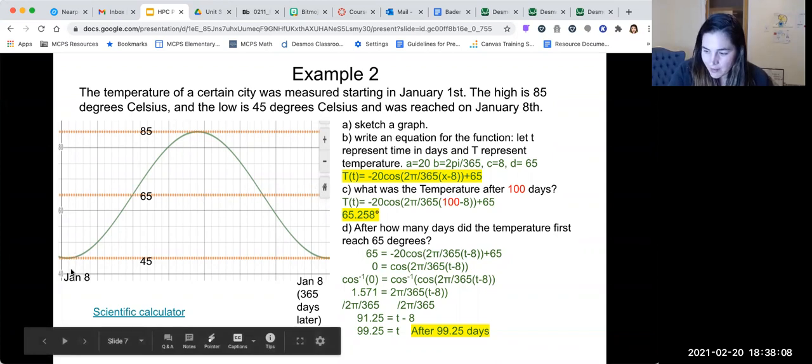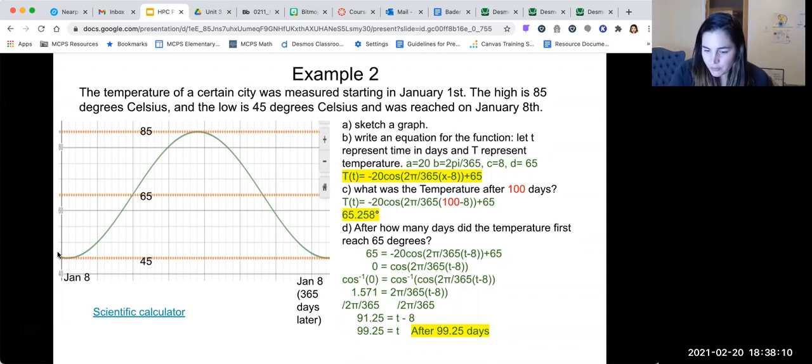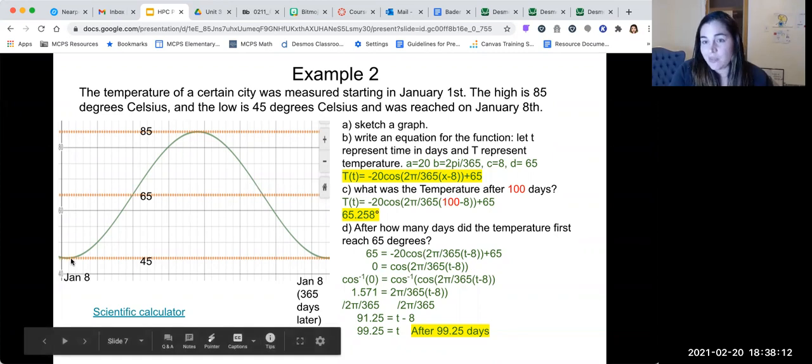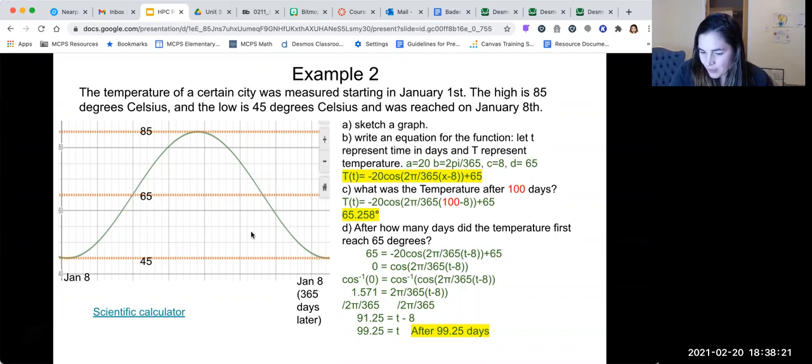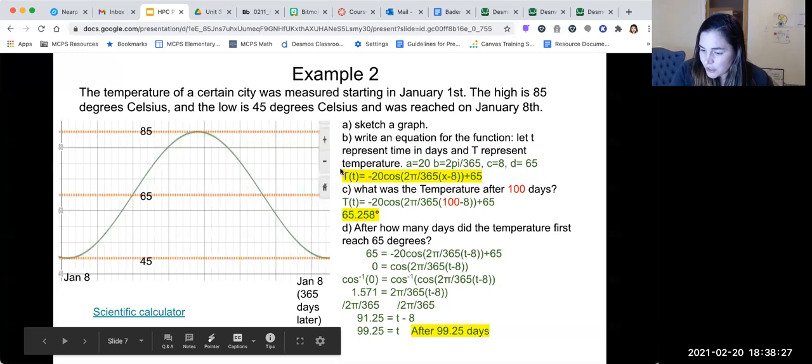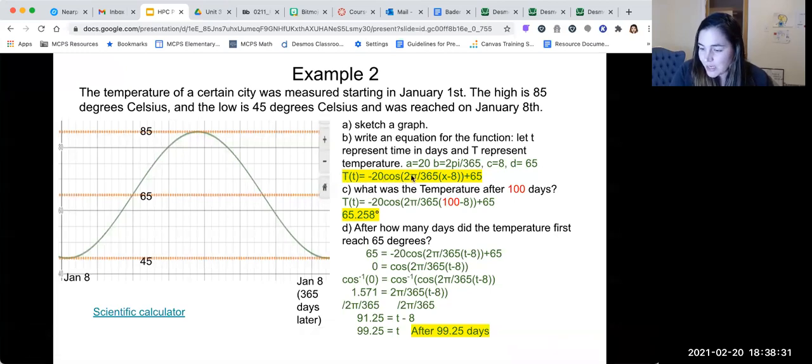C, we're going to call that 8 because even though we start measuring January 1st, we're going to say January 8th is when the cosine wave starts. And then D, the midline vertical shift, would be at 65. So I'm going to pick a negative cosine because I start at the bottom and go all the way up and then back to where I started. So my temperature function T of x is negative 20 cosine of 2 pi over 365 times the quantity x minus 8, and then plus 65 at the end for my midline.